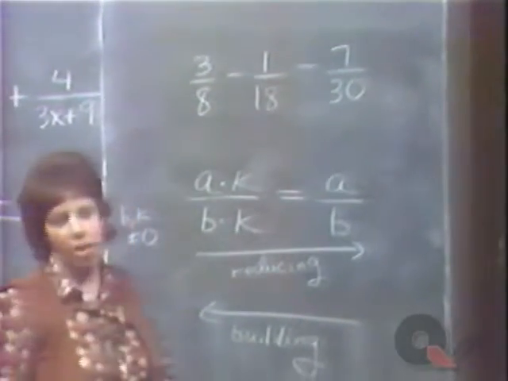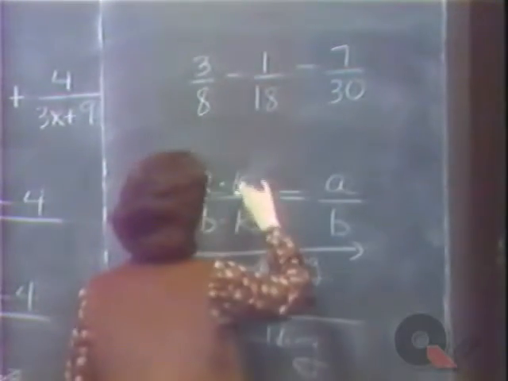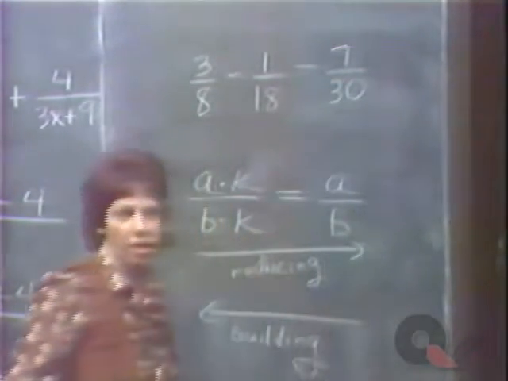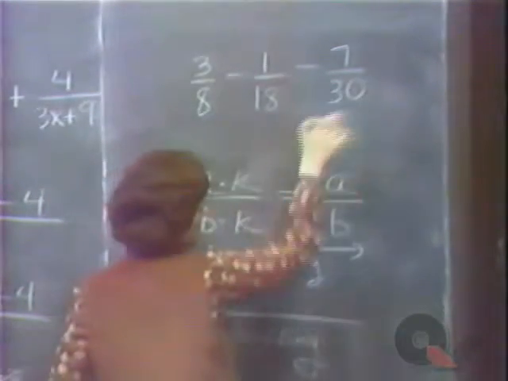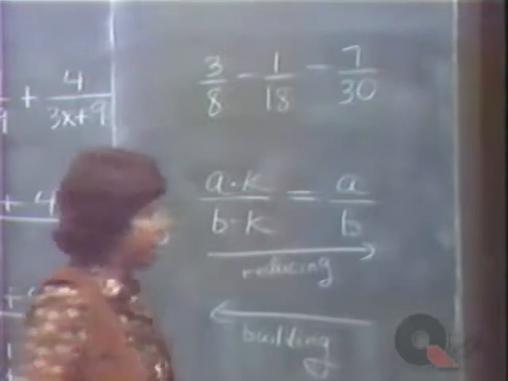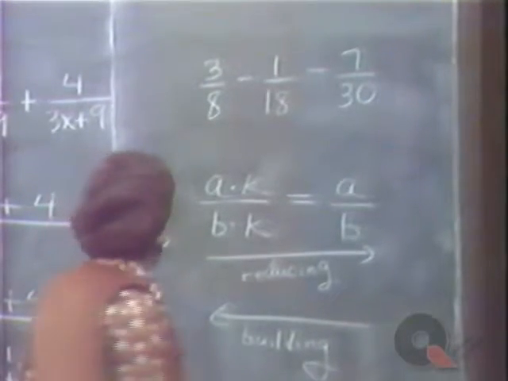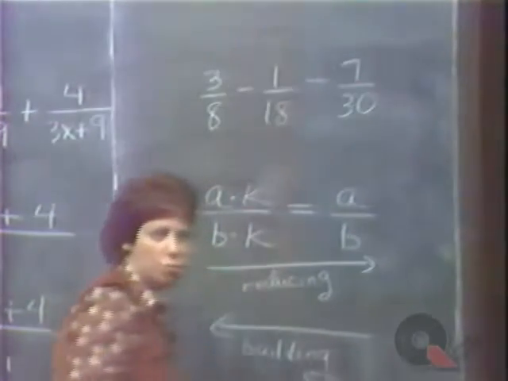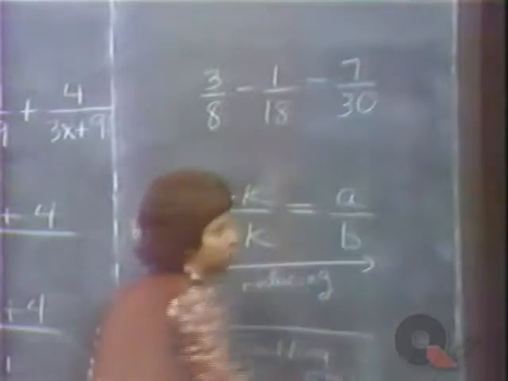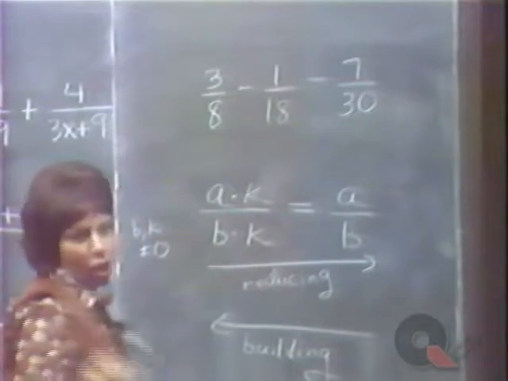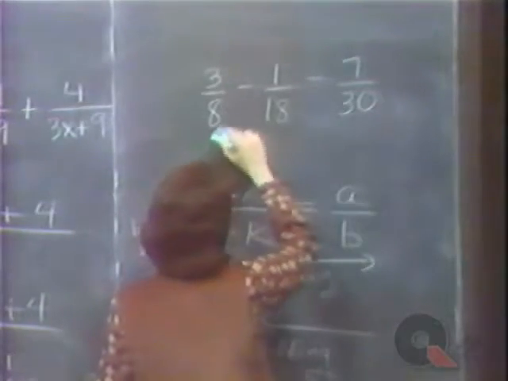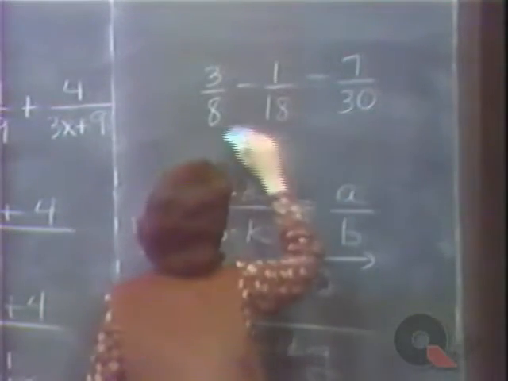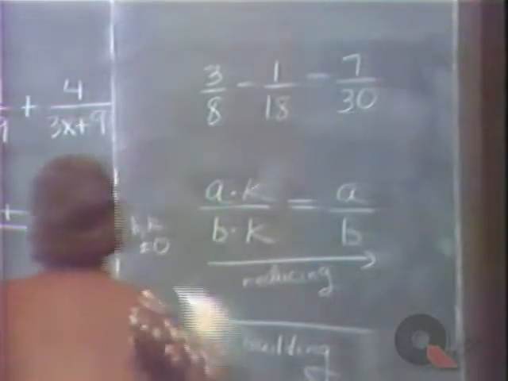What we're going to look for is the smallest number so that 8 goes into it evenly, 18 goes into it evenly, that is, with no remainder, and 30 goes into it evenly. Then we're going to build fractions equivalent to these that all have the same denominator, and once they have the same denominator, we can combine the numerators. Now what we need to do is find the least common denominator, the smallest denominator so that all of these denominators divide evenly into it. Sometimes we call this the least common multiple of these numbers, 8, 18, and 30. So either way, the least common denominator or the least common multiple of these denominators.